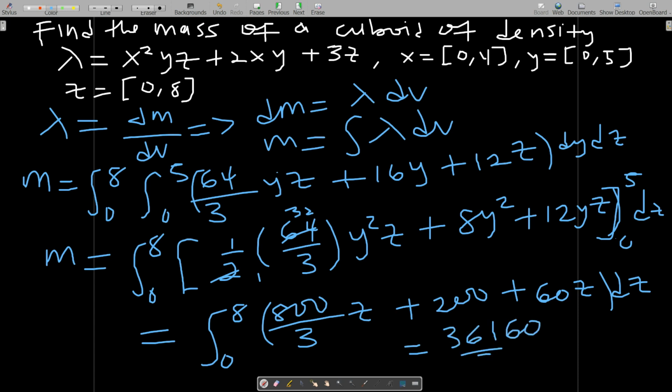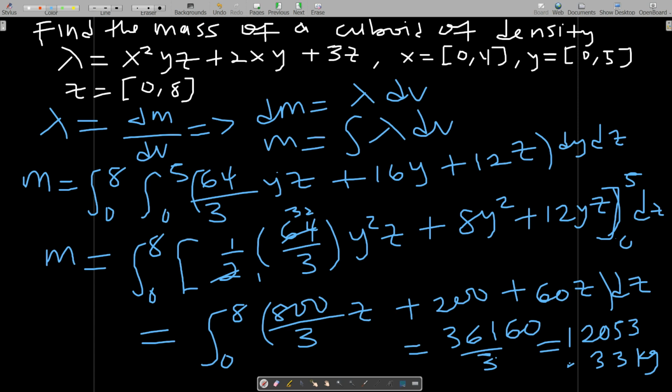36160 over 3, okay, which is equal to 12,053.33 kilograms, okay. So this is the mass. Remember, it's a point, so it's 12,053.33 kg of mass, okay. So that is it for this particular question. I hope you understood it.